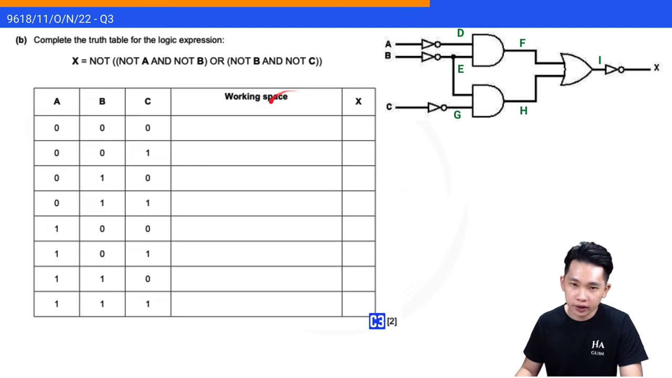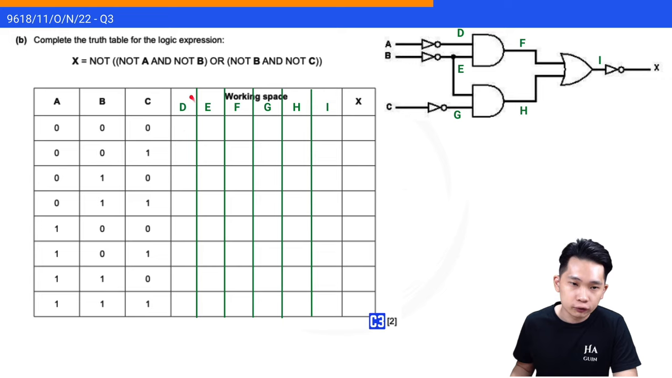So the table will look something like this. And now let's go through together. So D here is actually the inverse of A. So A is 0, therefore D is 1 here. And then E is gonna be 1 because this is 0. And then for F, it's 1 and 1 to the AND gate, so it's gonna be 1 here. And then G is the inverse of C, so it's gonna be 1 here.